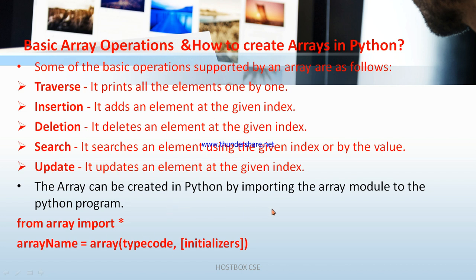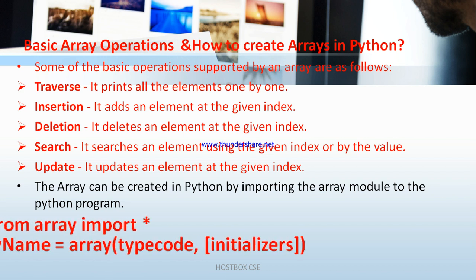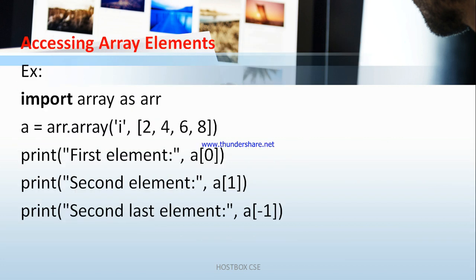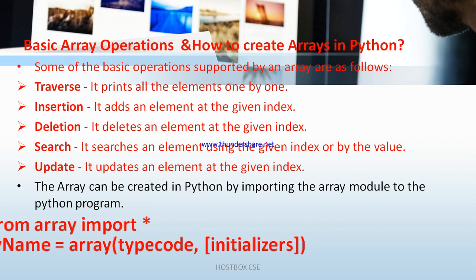And also the array can be created in Python by importing the array module. Whenever you try to create an array, the syntax must be followed: from array import, or you can use import array, then some array name, then the syntax: array name is equal to array of type code comma initializers, where you can give the type of array, the data type I or whatever, and you can give the numbers 1, 2, 3, whatever you want.